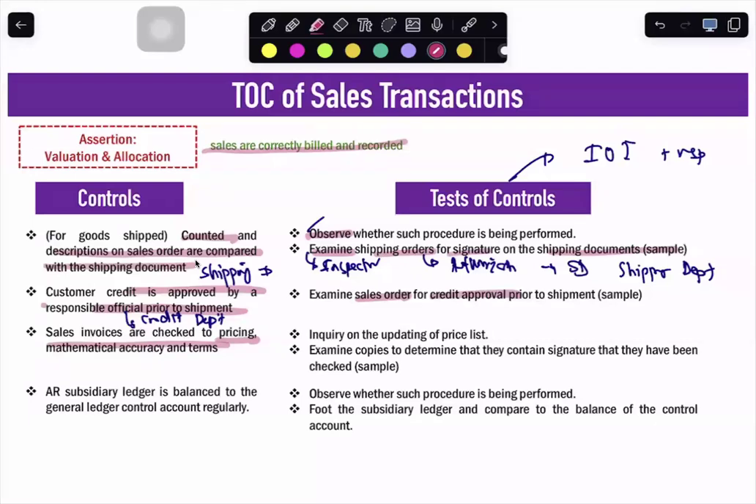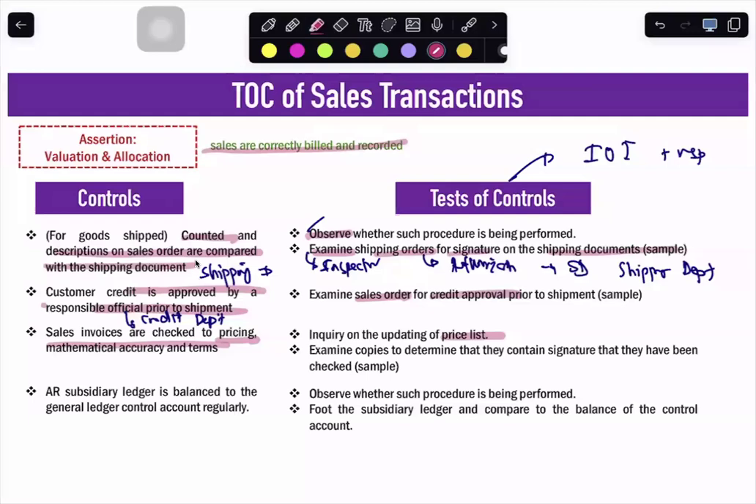Next, sales invoices are checked to pricing, mathematical accuracy, and terms. So, how do we test this control? If you still remember, we wanted the sales department to have the amount of inventory and the prices on those inventory, so that when they prepare the sales order, those inventory and the prices therein are correct. So how do we test that control? We inquire on the price list, whether it is properly updated or not. So how do we determine whether the price list is properly updated or not?